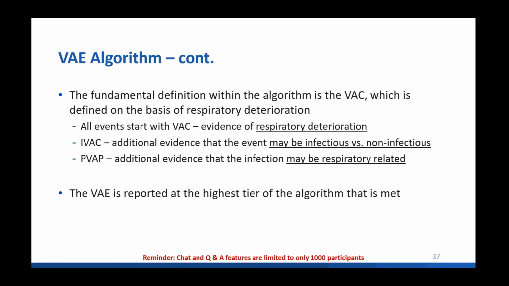To meet IVAC, you must first meet VAC. To meet PVAP, you must first meet VAC and IVAC. The VAE identified is then reported at the highest tier of the algorithm that is met.